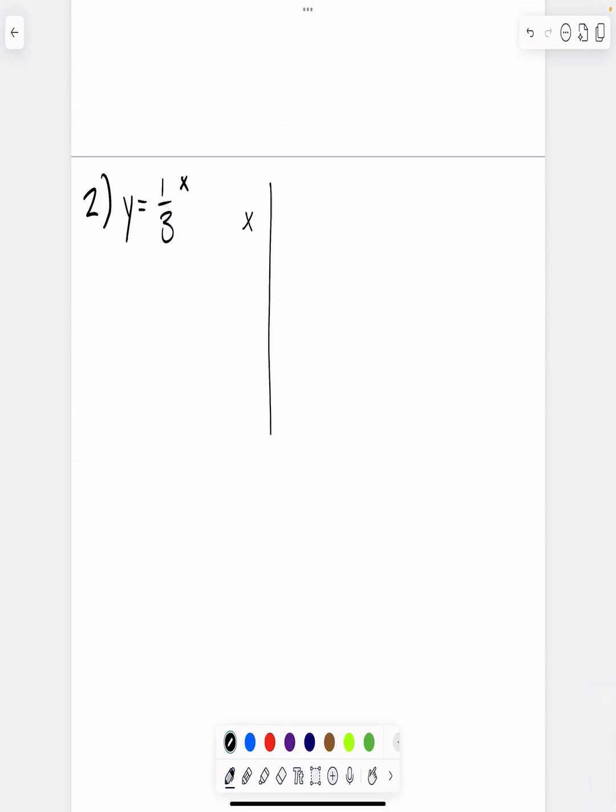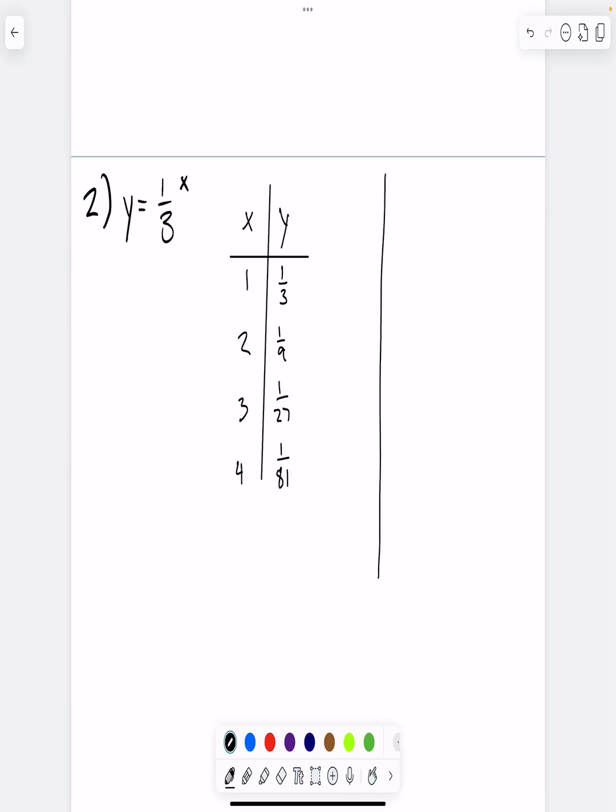Let's take a look at an exponential decay problem. Again, let's write out our x and y coordinate points. 1, 2, 3, 4. 1/3 to the power of 1 is 1/3, to the power of 2 is 1/9, to the power of 3 is 1/27, to the power of 4 is 1/81. Let's figure out what this will look like if we graphed it.